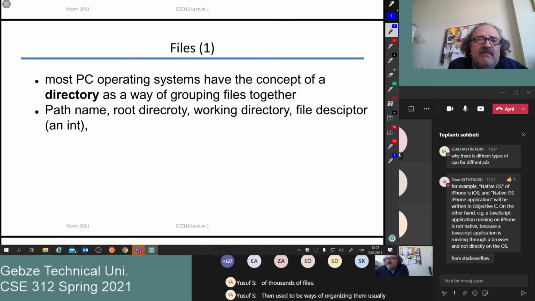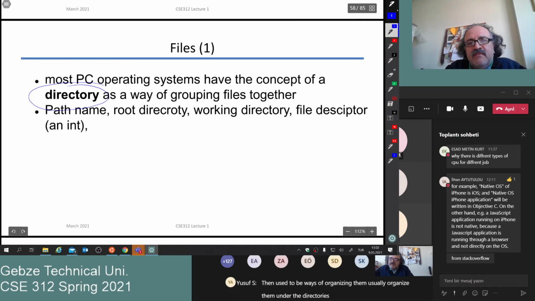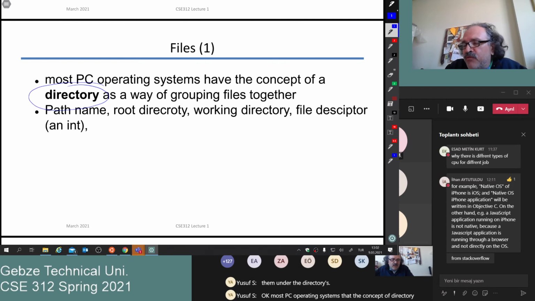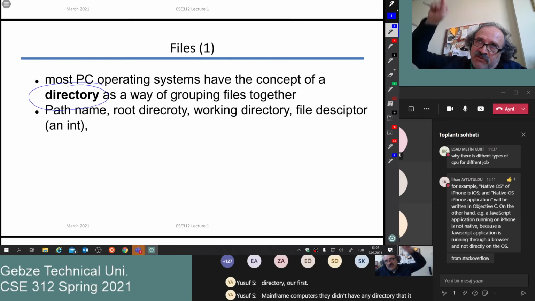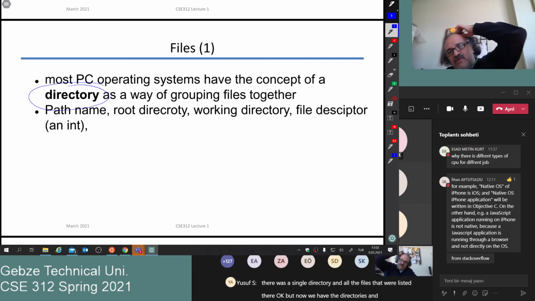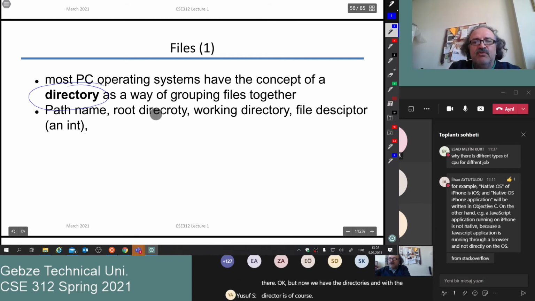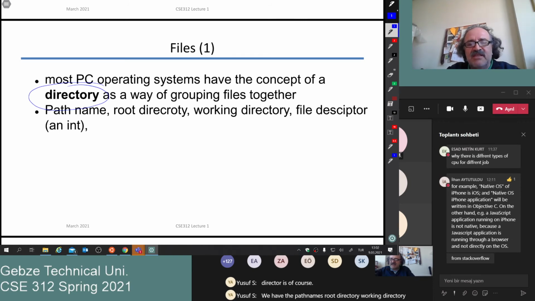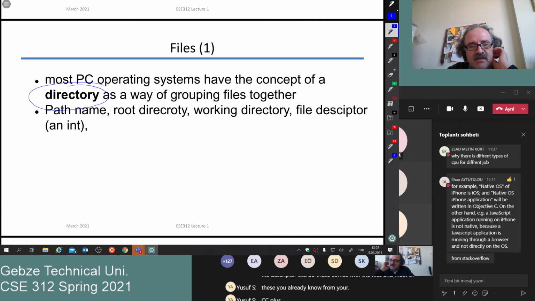Usually we organize them under directories. Most PC operating systems have the concept of a directory. Our first mainframe computers didn't have any directory. There was a single directory and all the files were listed there. But now we have directories, and with directories, of course, we have path names, the root directory, working directory, file descriptor, etc. These come with the files, and most of these you already know from your C programming courses.